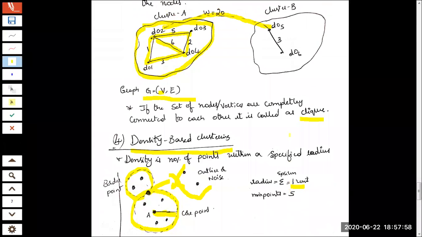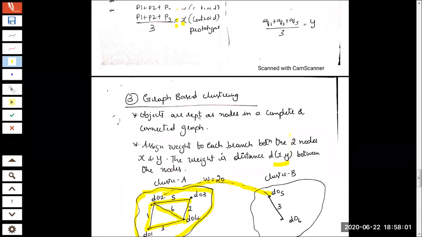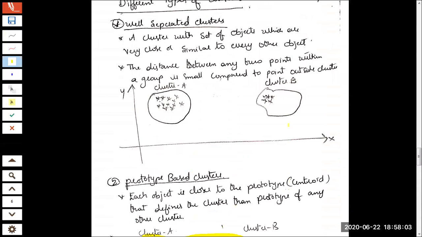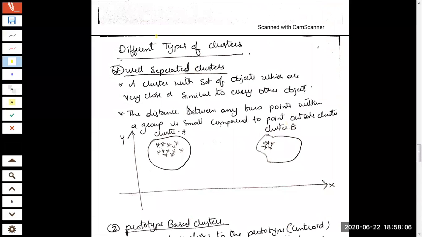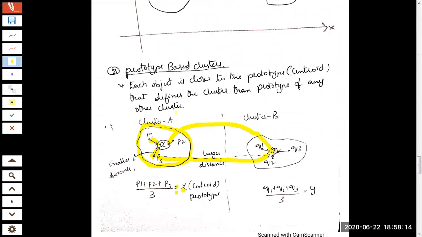So we completed the fourth type of clustering, that is density-based clustering. Please remember we are discussing the different types of clusters. Well-separated cluster was covered in the previous video. Next we started with the prototype-based cluster, where we understood each and every cluster will have few data points. A specific data point in a cluster will be having a smaller distance to its own centroid compared to a centroid of a different cluster. That was a summary of this.